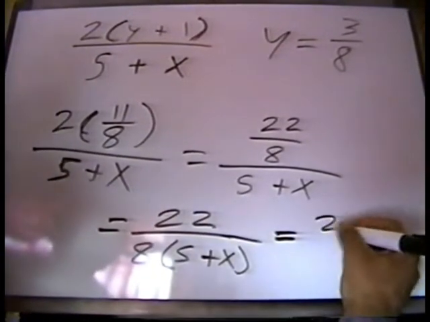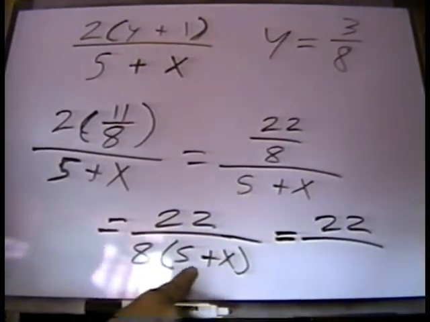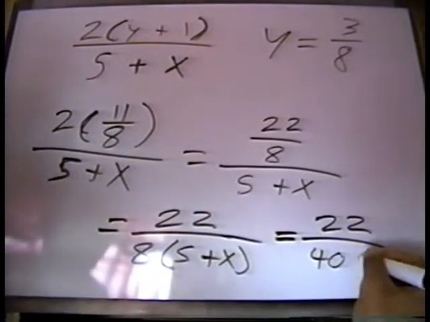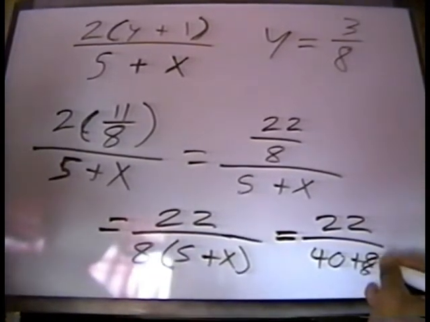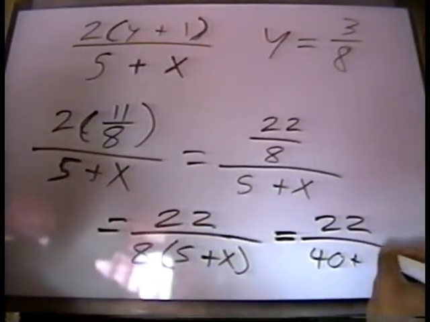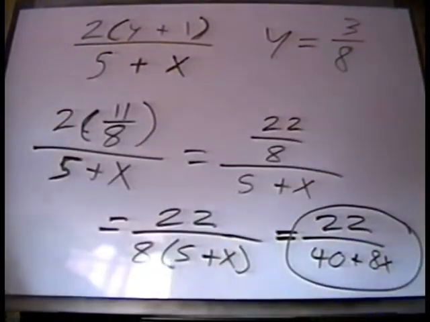So now here, 8 times, you distribute 8 into the sum. So you get 40 plus 8x. And that is your final answer. That's as much as you can evaluate it to, because you don't know what x is. 22 over 40x.